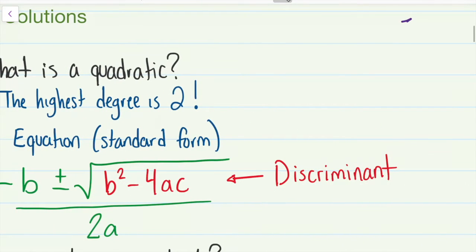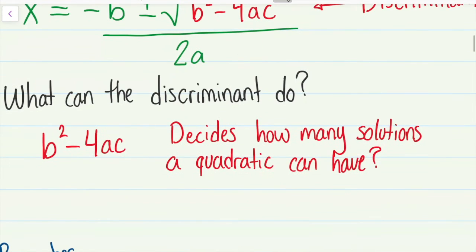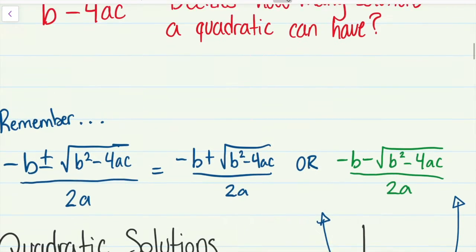Well, all we're going to do, guys, is focus on this little piece, the part in red. This is called the discriminant. And what can the discriminant help you do? It can tell you how many solutions a quadratic will have. So let me show you a little quick example.